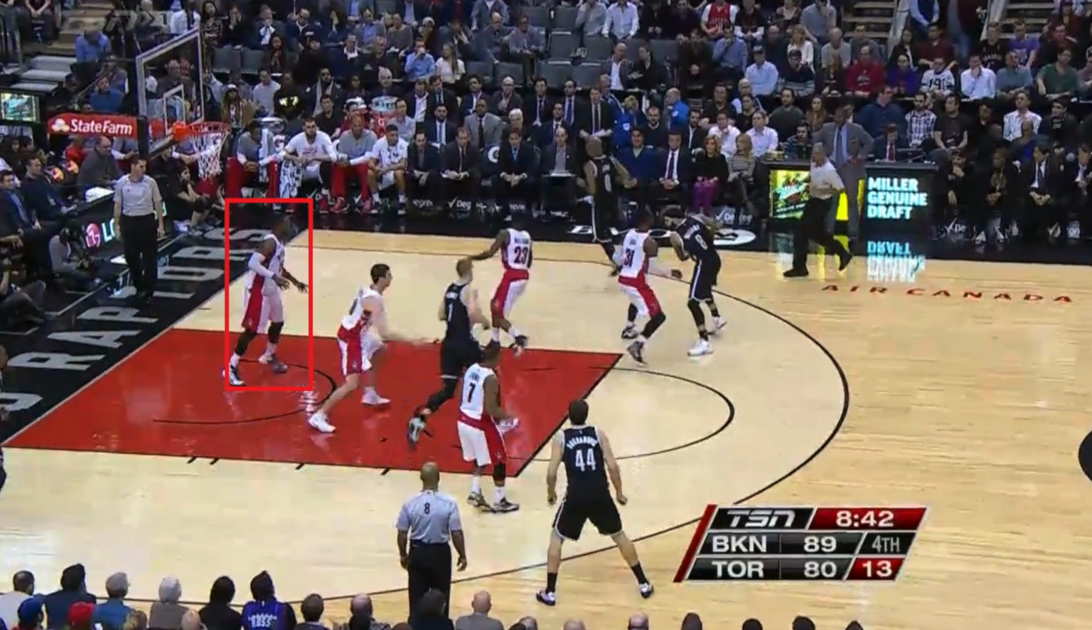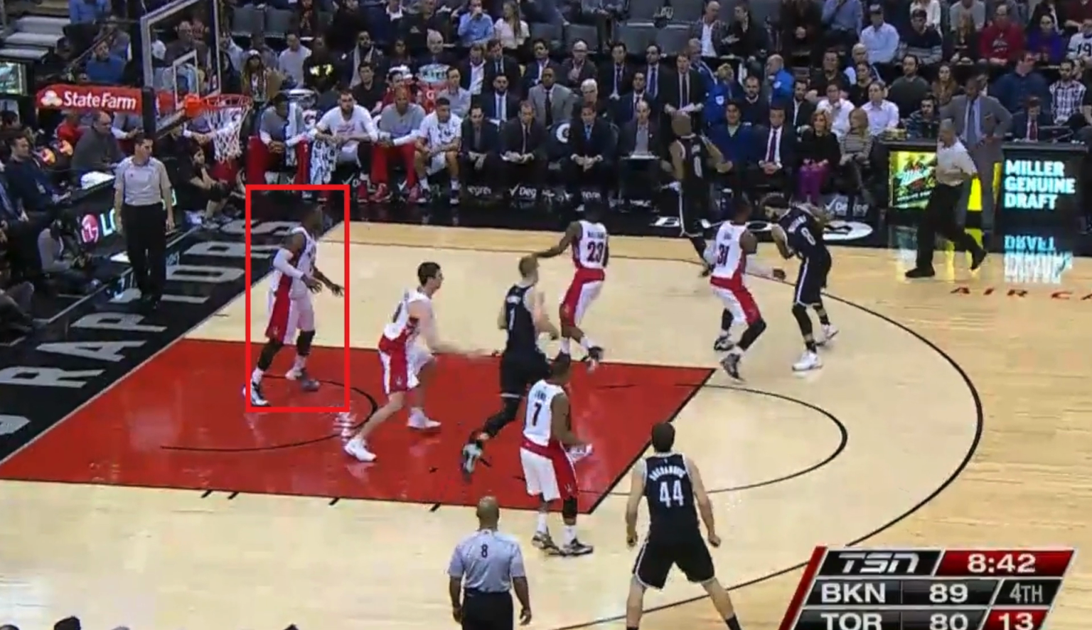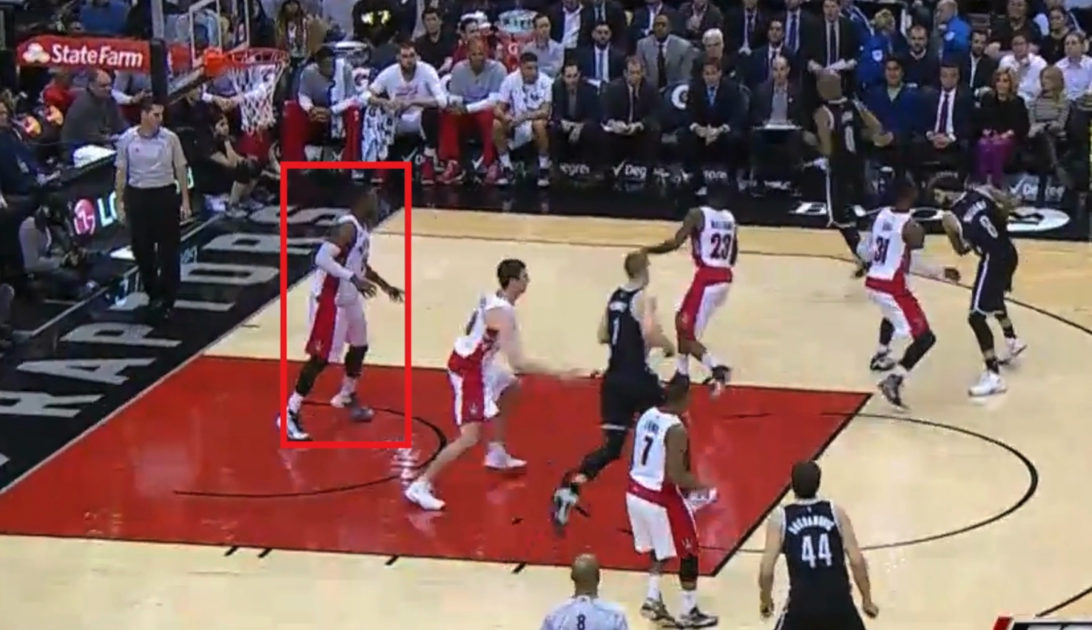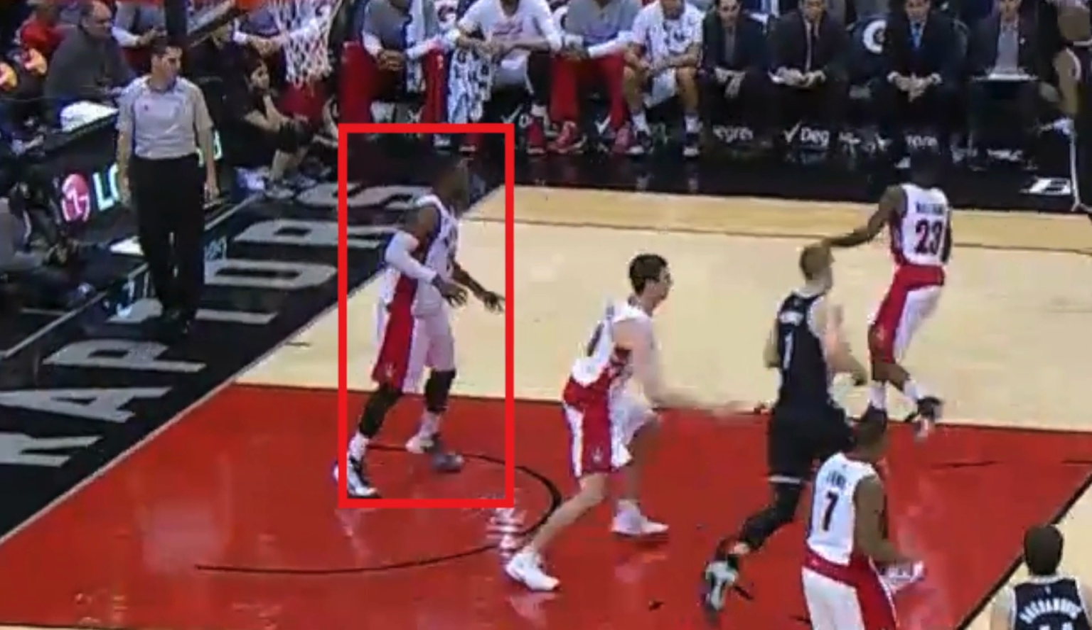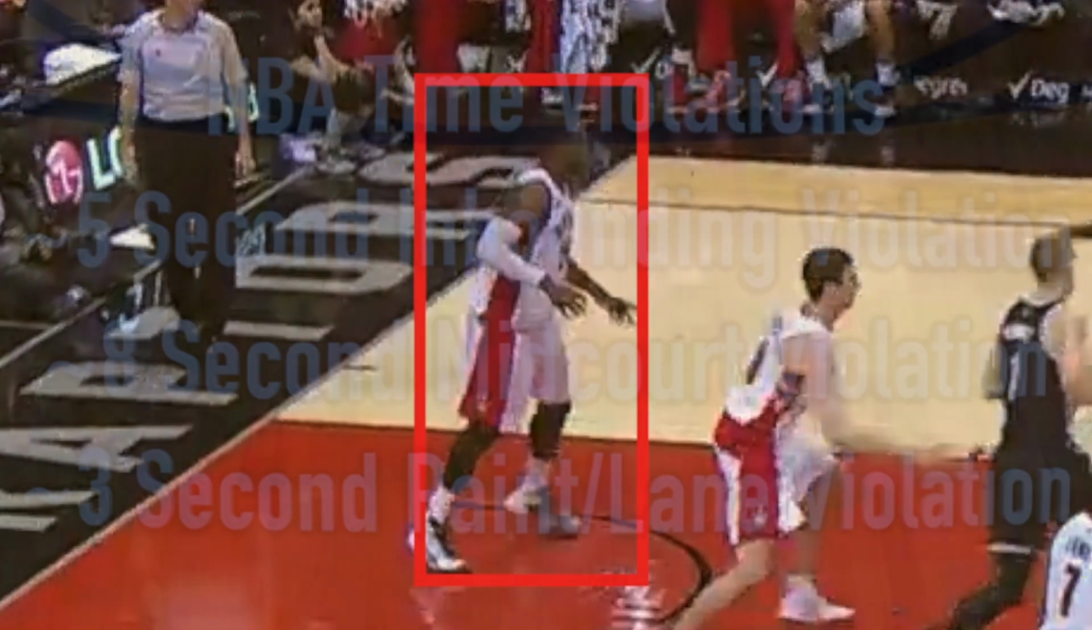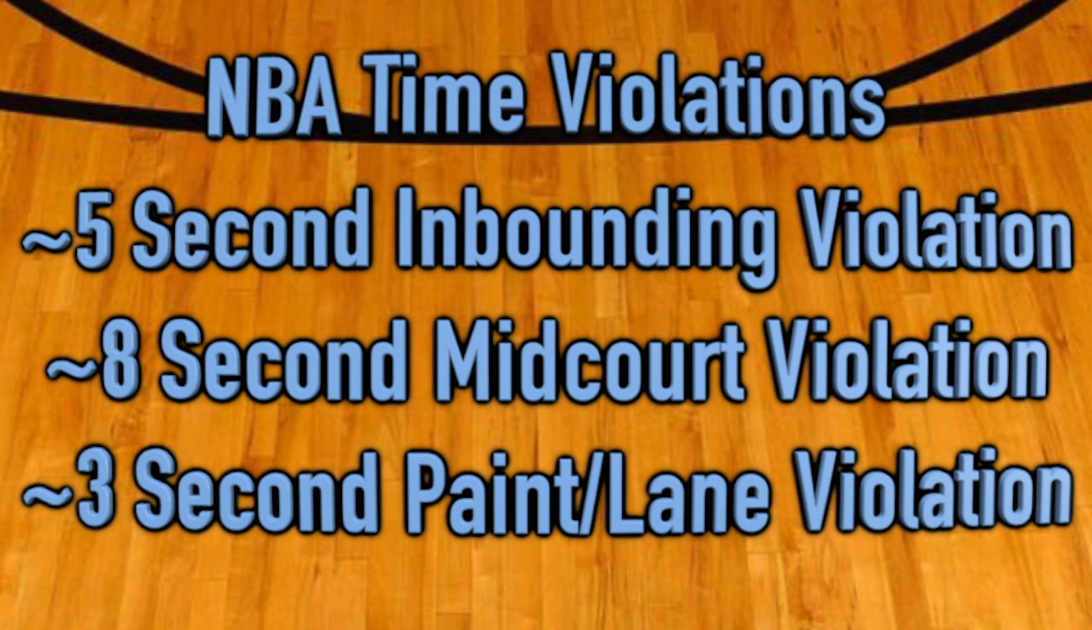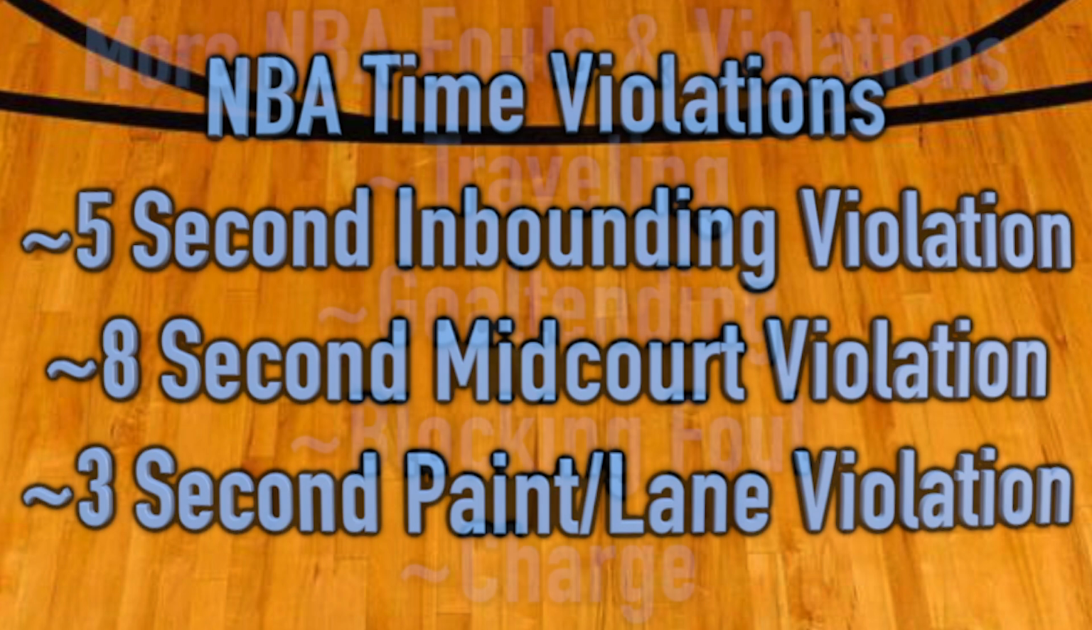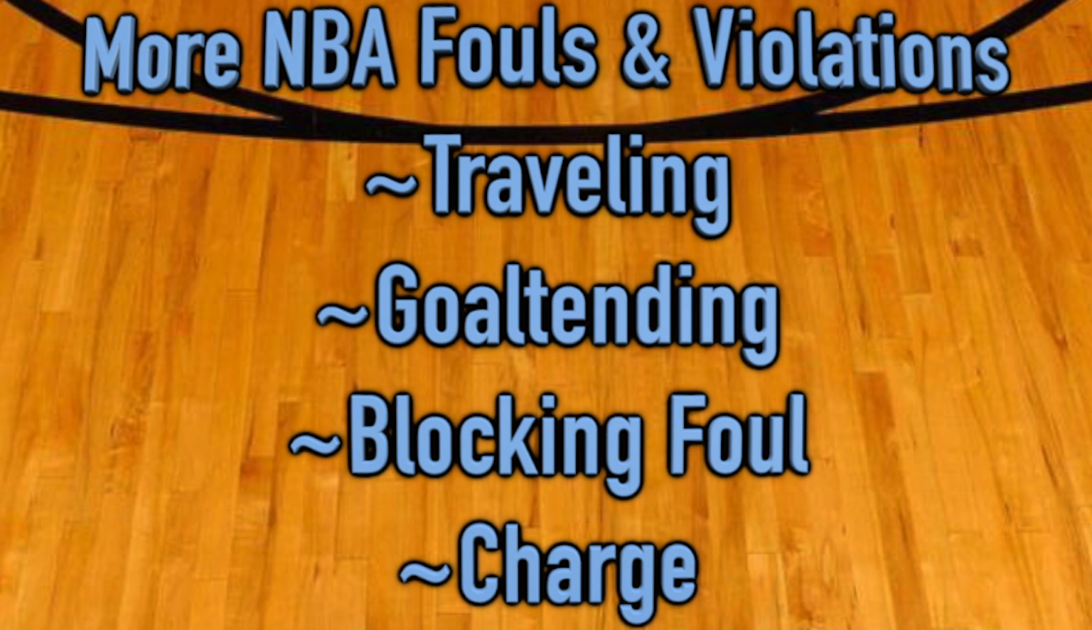And we also have 3-second violations. This is if an offensive or defensive player is camping out in the paint and has both feet in the paint for longer than 3 seconds. This prevents players from camping out in the lane. If it's an offensive player, then you lose possession. If it's a defensive player in the paint for 3 seconds, then the offense gets to shoot 1 technical free throw.